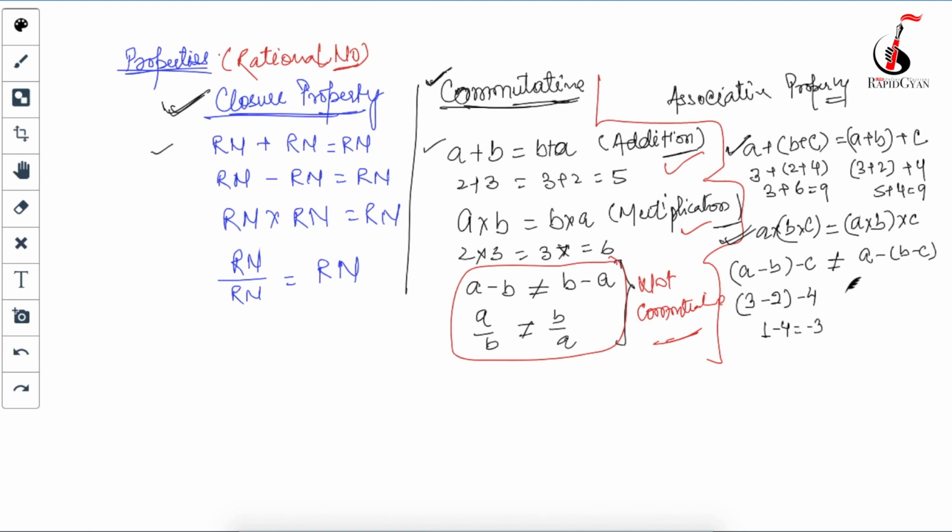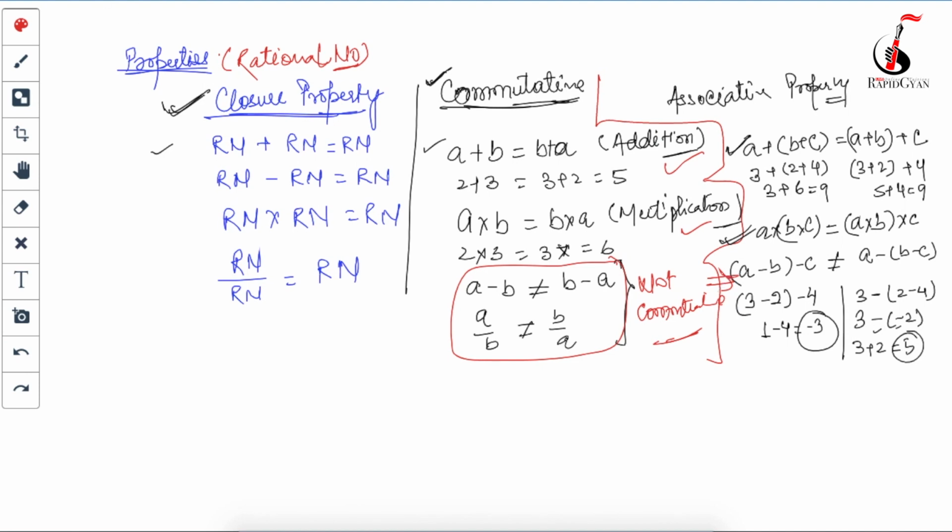Correct? Here a is your 3. So (3 minus 2) minus 4. First I will have to solve the bracket, so 3 minus 2 is 1. Then 1 minus 4 gives me minus 3. And for 3 minus (2 minus 4): first I solve the bracket, so 2 minus 4 will give me minus 2. When I open the bracket, this minus and this minus will become plus, means 3 plus 2, which is equal to 5. So what are you seeing? LHS is not equal to RHS. So this property does not satisfy the associative rule, means subtraction of three rational numbers is not associative.